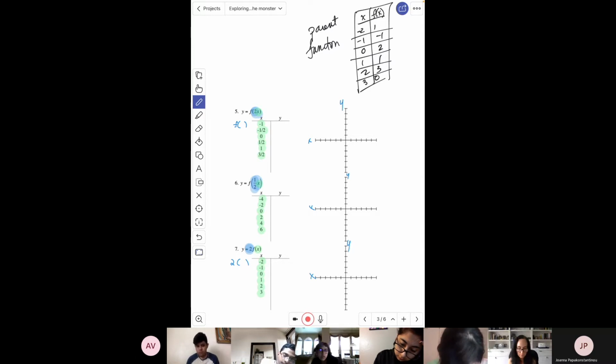Once you have finished number 5, number 6, and number 7, please raise your hand in teams so I know that you've done those 3, and then maybe we can go over them. But I don't want to go over them until everyone's had a chance. So when you finish 5, 6, and 7, raise your hand in teams, please.